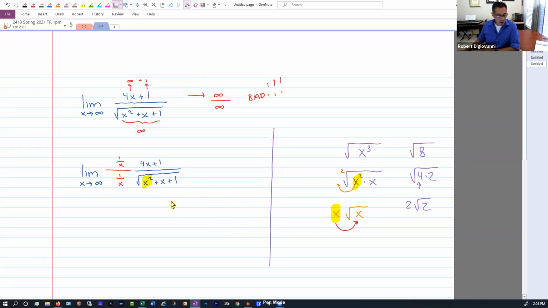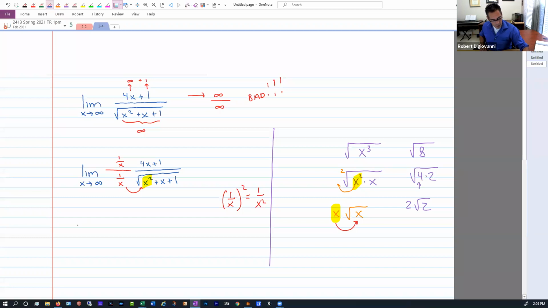Think about this. If I ask you to square this, take 1 over x and square it, what would it become? Just square the top and bottom: square the 1, square the x, you got 1 over x squared. So I'm going to come in with the 1 over x on the outside, and that way when I push it into the root, it's going to become the 1 over x squared that I need to kill off the yellow.